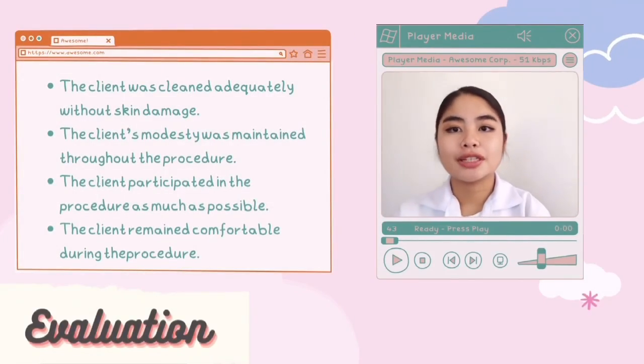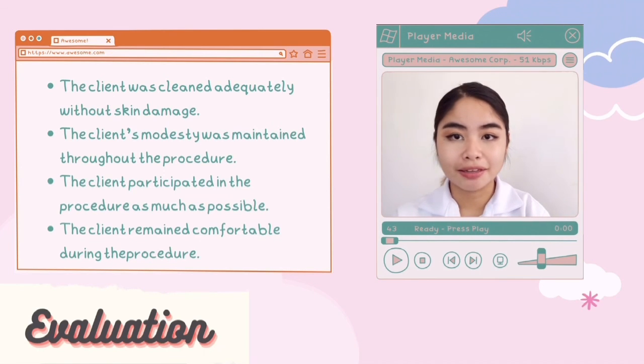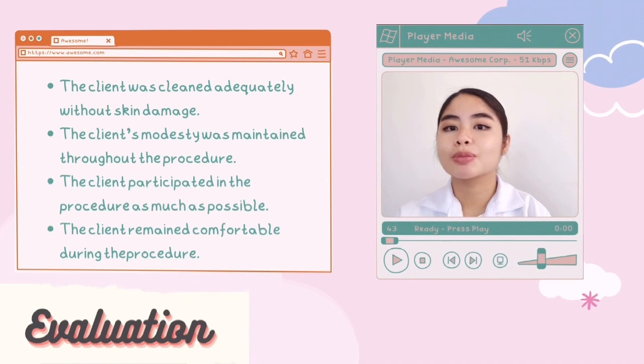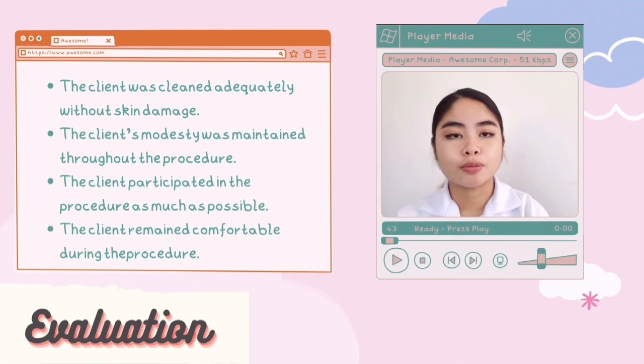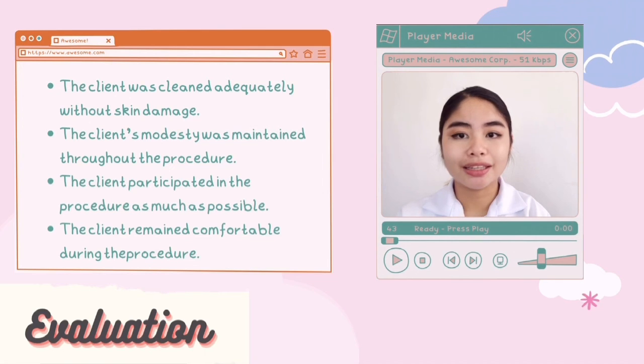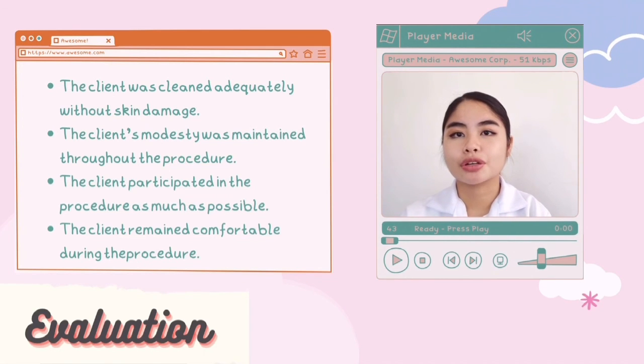For the evaluation, the client was cleaned adequately without skin damage. Second, the client modesty was maintained throughout the procedure. Third, the client participated in the procedure as much as possible. Fourth, and lastly, the client remained comfortable during the procedure.